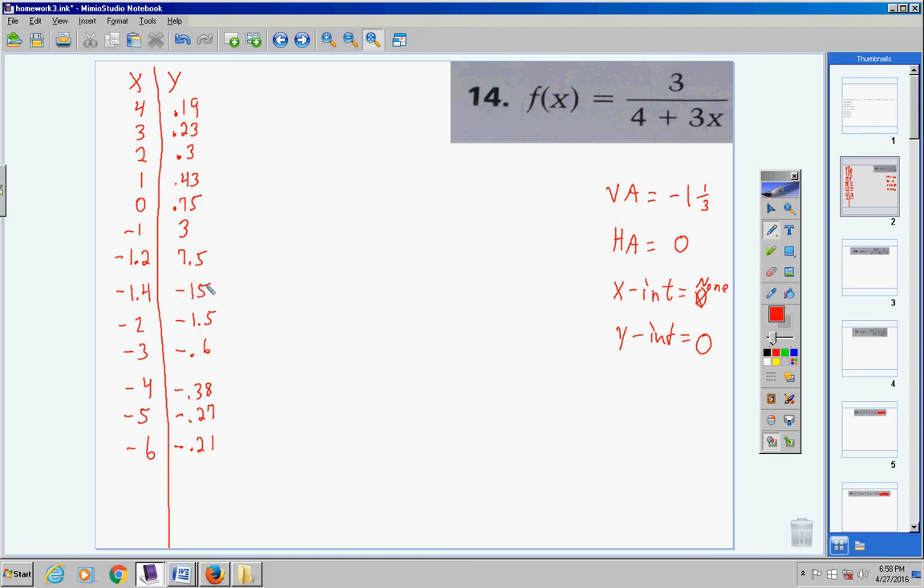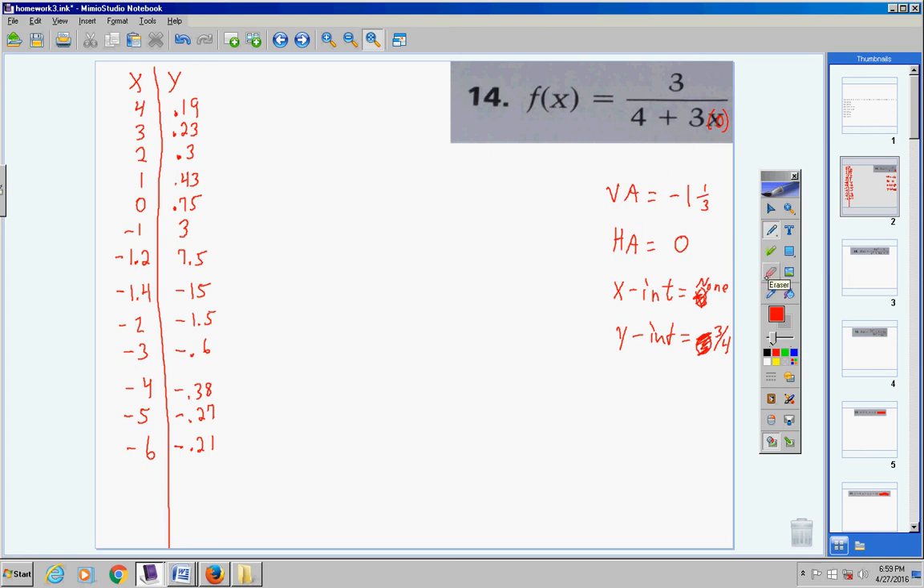Alright, so there we go. I've got my table of values. I've got my asymptotes over here. I'm pretty sure I'm good for everything. Okay, and by the way, I'm not sure why I got 0 for my y-intercept over here. That's totally wrong. Everywhere there's an x, we put a 0. You would get 3/4 for your y-intercept. 3 times 0 is 0 plus 4 is 4, so 3 over 4. So that's definitely wrong, and I apologize for that.